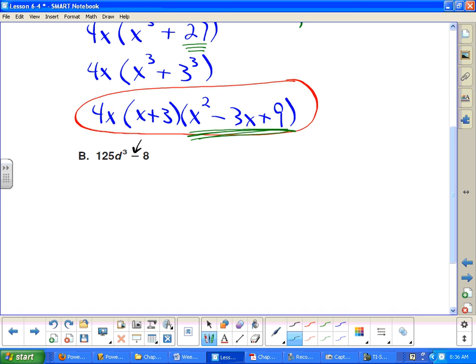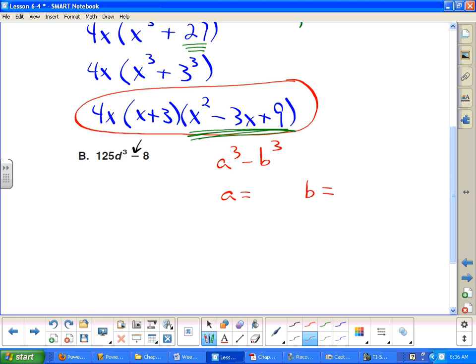Well, is 125 a cube? That's 5 to the third power. What about 8? Is it a cube? Yes, it's 2 to the third power. So I need to figure out, we have a cubed minus b cubed in this situation. I need to determine what is a and what is b, so I can fill it in.